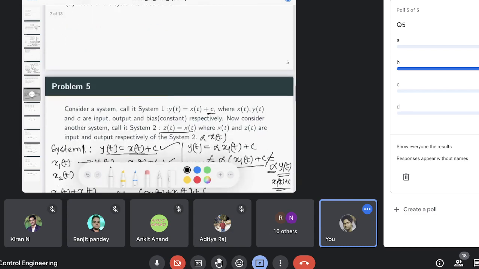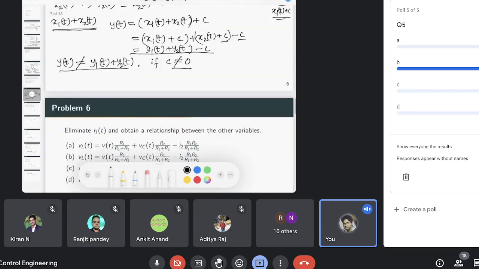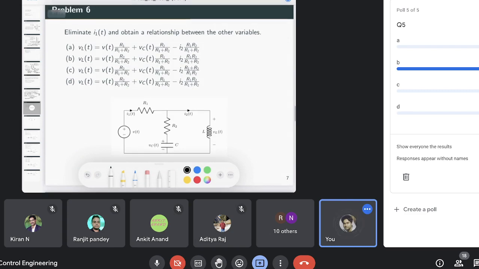Then we can move to the next question. It is just a basic simple RLC circuit, and you have to obtain the expressions for the other variables. You eliminate the current I1, then obtain the relation between the inductor and capacitor voltage, the input voltage and the I2 current. Again this is a very simple question, so we can just answer this.